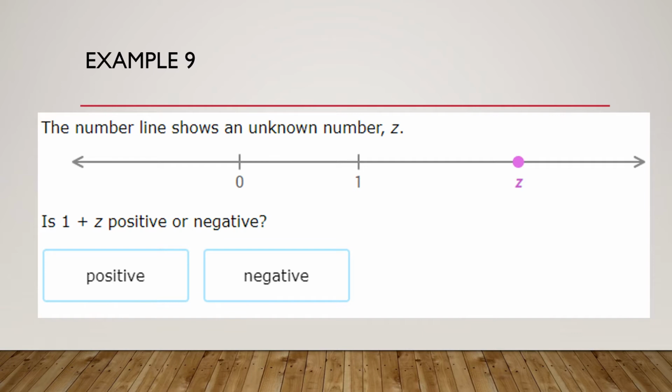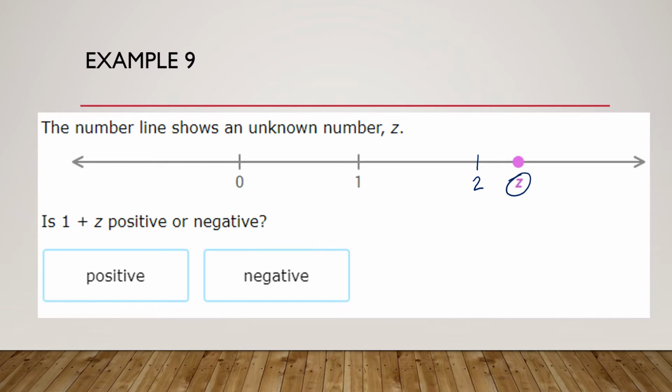Okay, let's look at this number line. It shows an unknown number z. Okay, so we have this z up here. Now, we don't know the value of that number. The only thing we can tell is it's some number greater than 1. Based on the spacing of this number line, we would guess somewhere around here to be 2, so it's a little bit greater than 2.